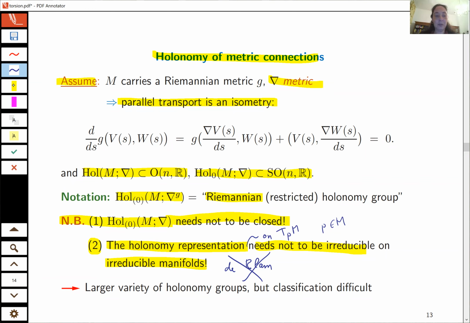And so in fact, we have a larger variety of holonomy groups. And in particular, we have a larger variety of holonomy representations which occur. But this flexibility comes with a price, and the price is that you cannot classify it anymore. Because in particular, this second point tells you that you cannot restrict your attention to irreducible manifolds or irreducible representations. It's just not true. You have to take into account reducible representations. So how to deal with it?